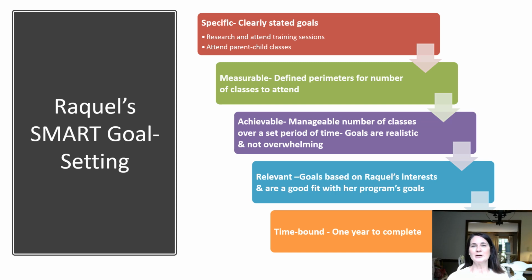By defining the number of training sessions to attend, she can measure her outcome. Had she stated, I want to be better at implementing early literacy, that would be really difficult to measure.